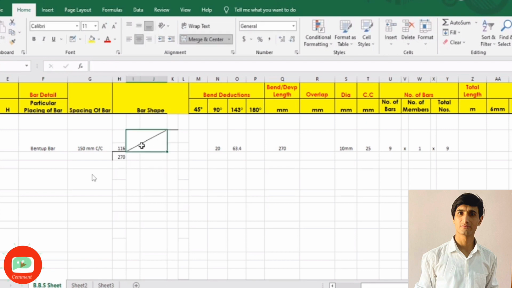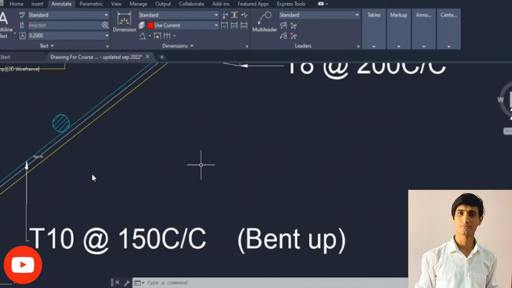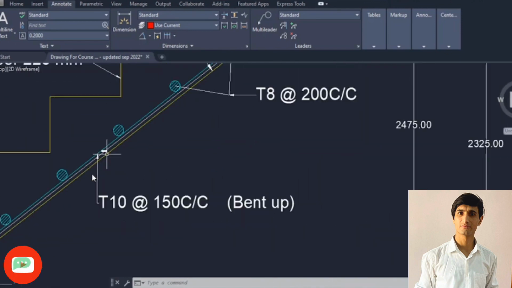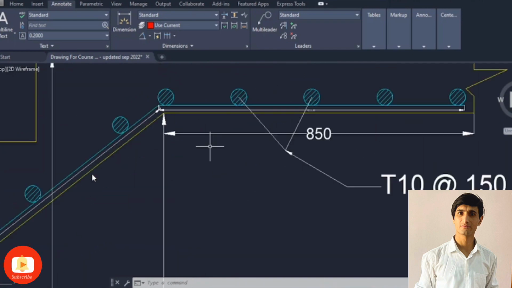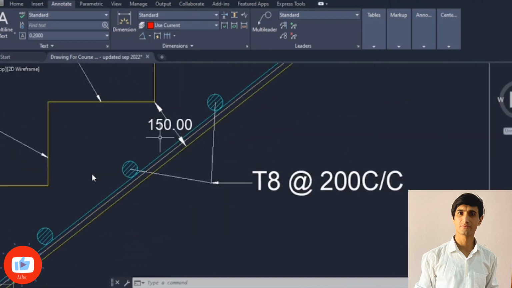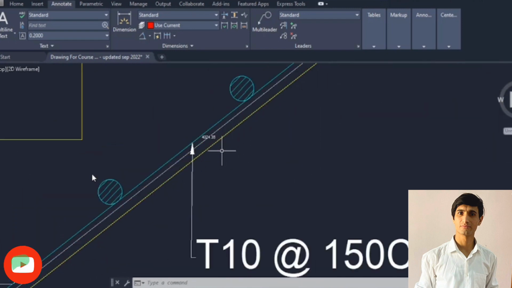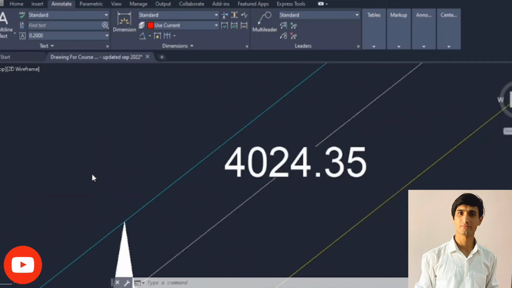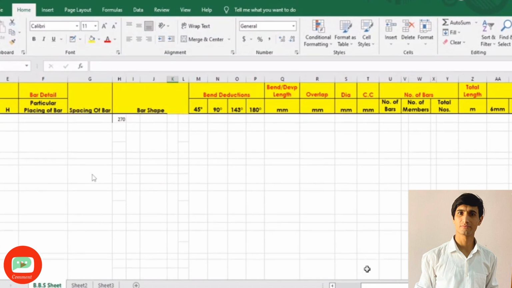115.52, and then we need to find out this inclined length. This inclined length is very difficult through manual calculations, I know, but use AutoCAD, no problem. I have found it over here, right from this position up till this position. It is totally mentioned over here: 4024.35. Next to it we need to find out the final, the landing length.